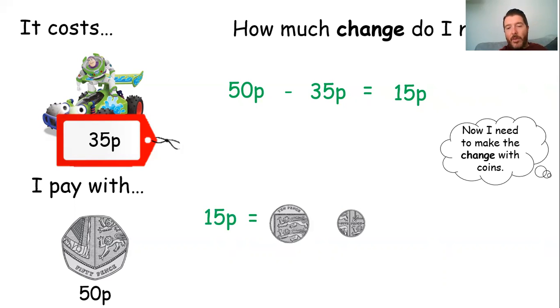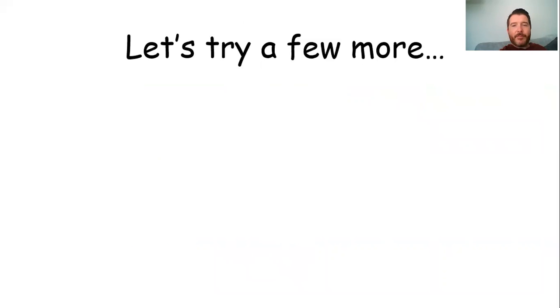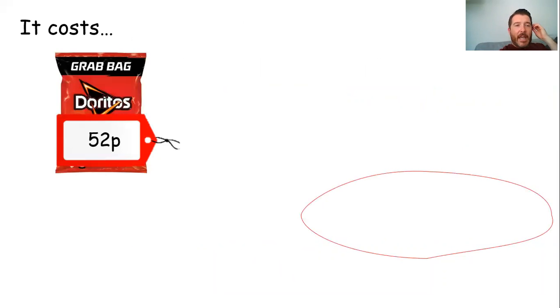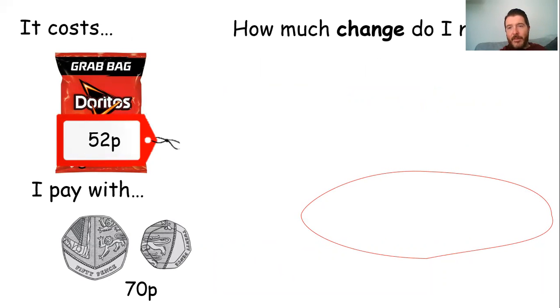So 15p equals 10p, add 5p. Okay, so I need a 10 and a 5 to get that 15, don't I? So let's try a few more. If I bought a bag of crisps for 52p and I paid with 70p, how much change do I need?